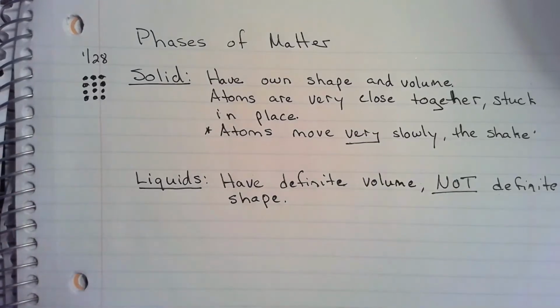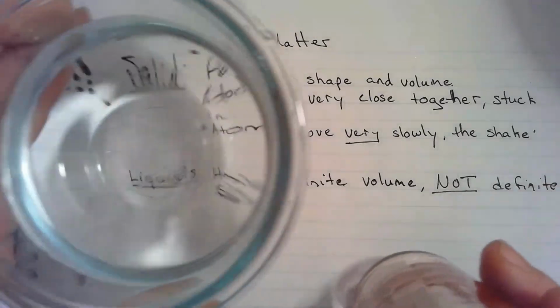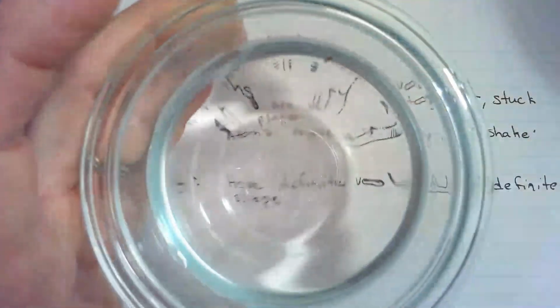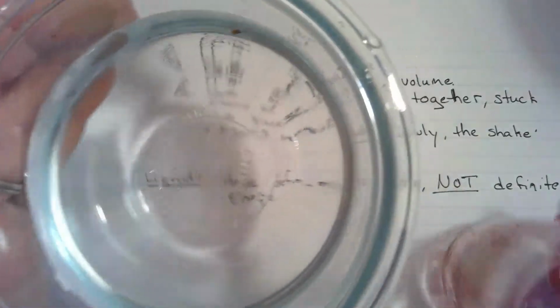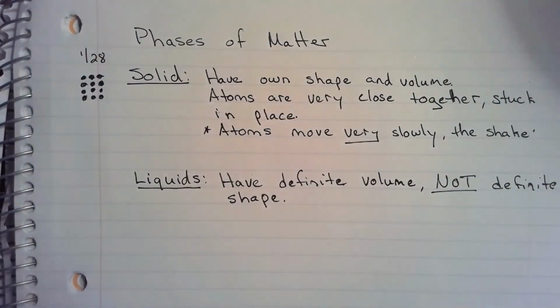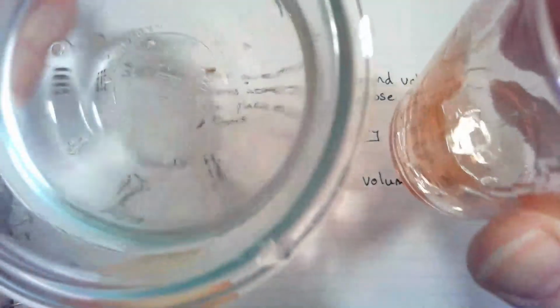So here's a little example. It's a little difficult to see, but I have a bowl of water with something floating in it, and then I have a cup. Whatever the liquid is placed in is going to be that shape. So if I have it in a bowl, it's this shape. And if I put it in a cup, it's that shape. The volume doesn't change, but the shape can change.